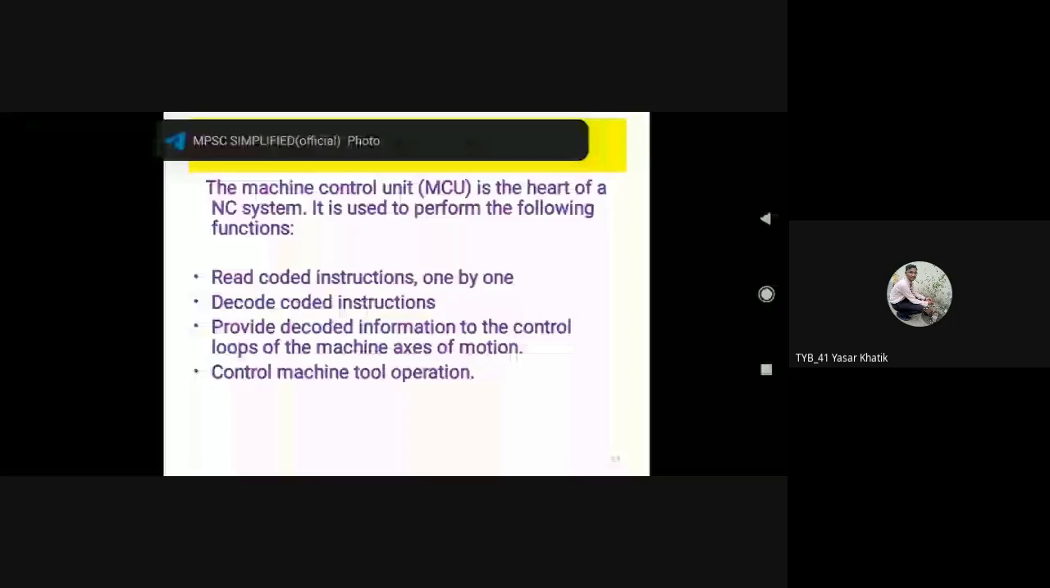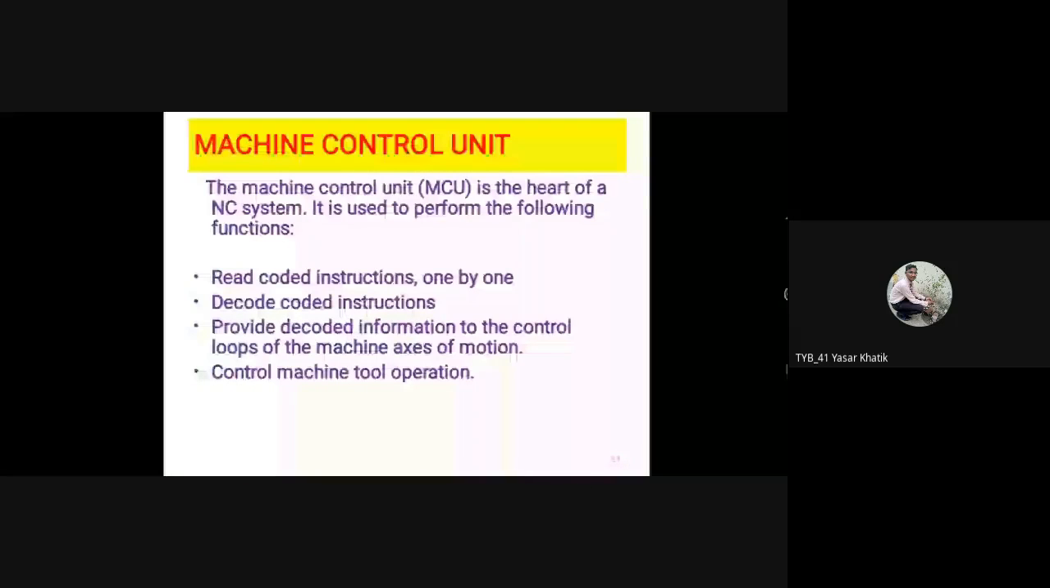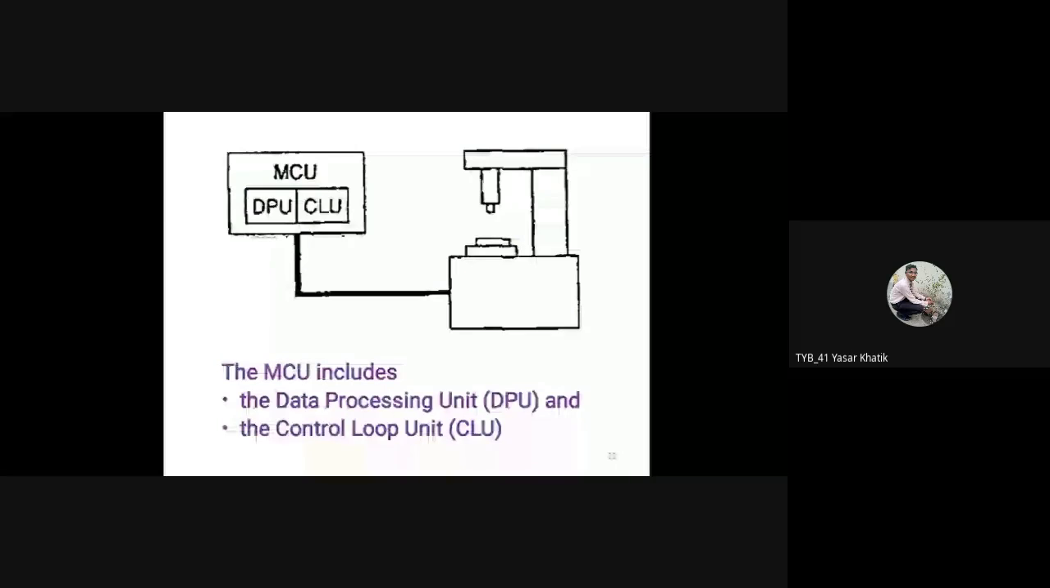So it is the most important element in the NC system. So that is why they are calling it the heart of the NC system. Now you can see here the types of MCU, the machine control unit. There are two: first is data processing, second is the control loop unit.